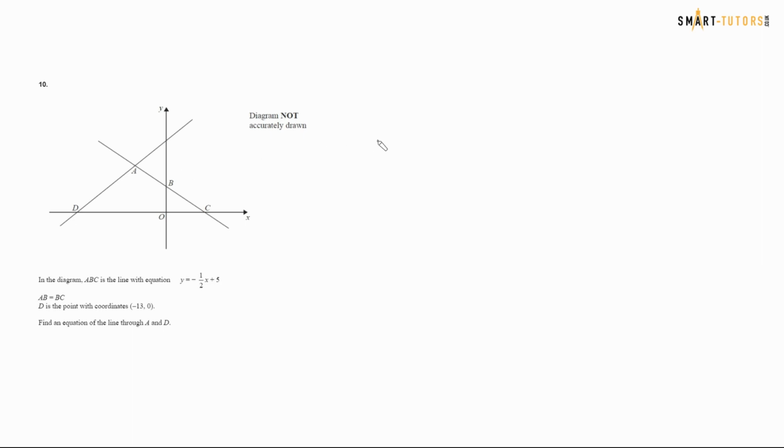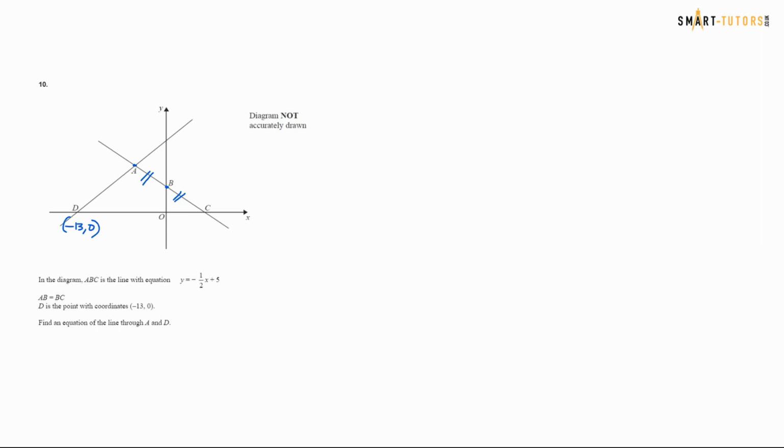Question number 10. In the diagram, ABC is the line with the equation y = -1/2 x + 5. AB equals BC, so this length is equal to the BC length. So B is the midpoint. D's coordinate is given as (-13, 0). Find the equation of the line through A, D. So if you want to find the equation of AD, I need another coordinate. A coordinate we need to find. So how can we find the coordinate of A?